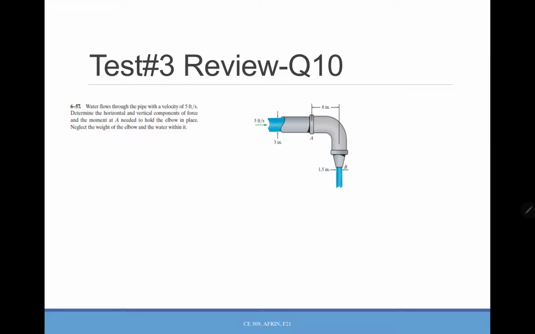Okay, so here we need to determine the horizontal and vertical component of the force. So what we need to do is find AY and AX, and the water will create a moment in that way, so we need to calculate this moment also. Okay, moment at A. So for AX and AY, oh, that is actually at A here.